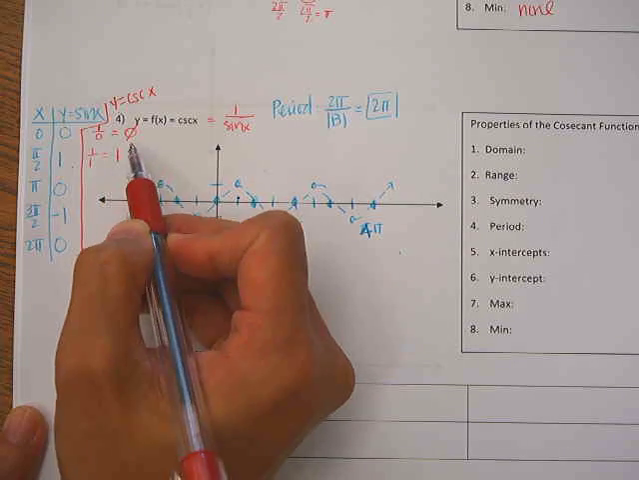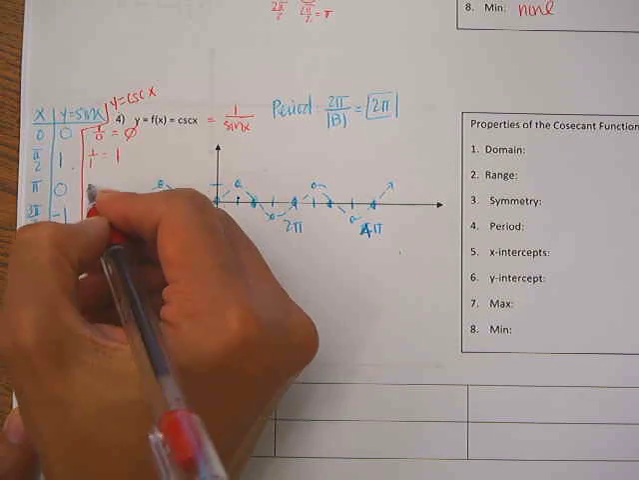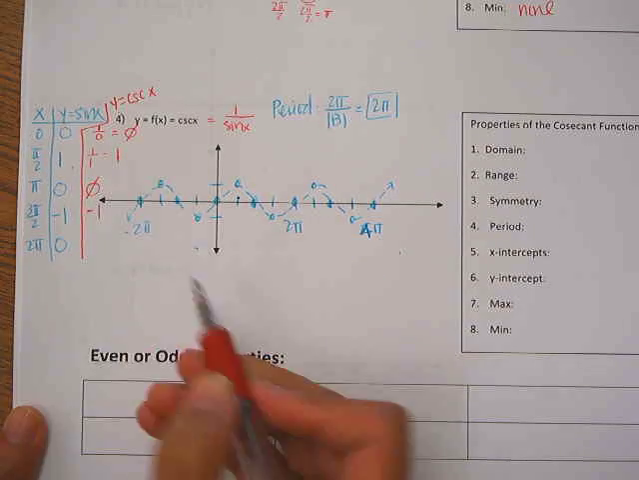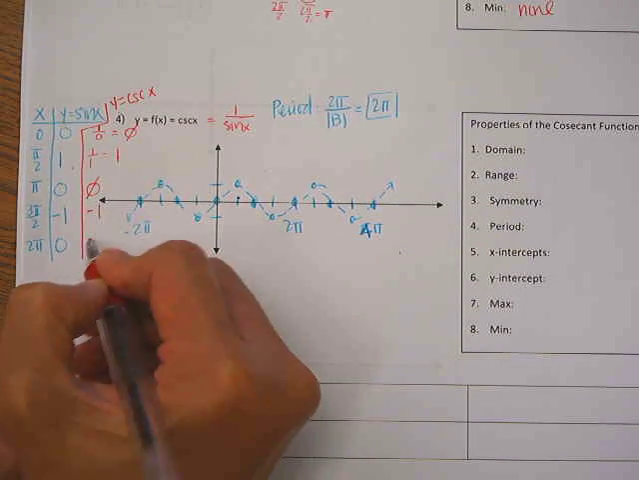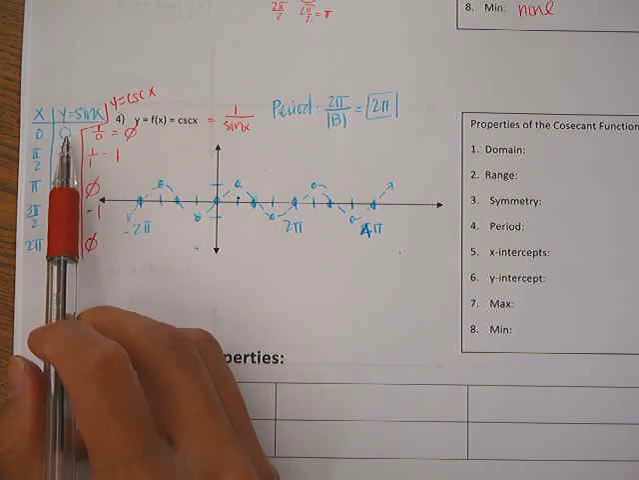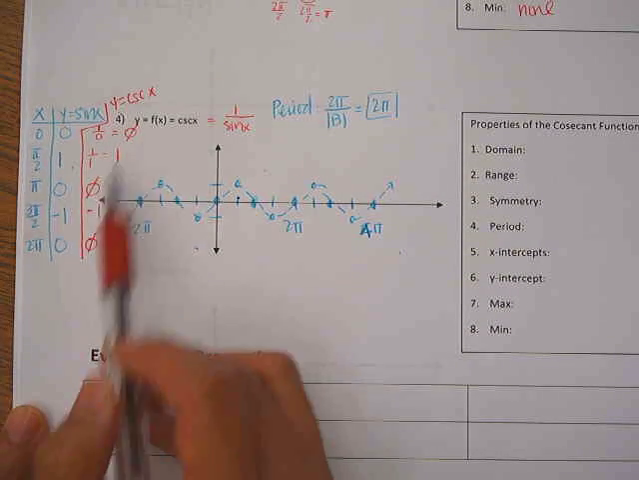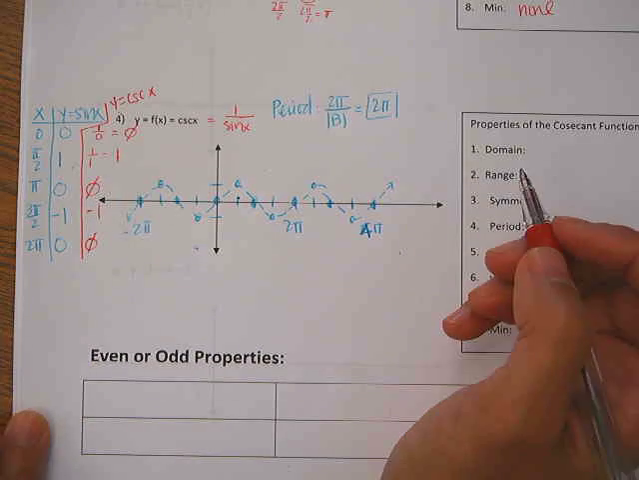And we're just going to repeat this pattern. 1 divided by 0, it's undefined. 1 divided by negative 1 is negative 1. 1 divided by 0 is back at undefined. So all the zeros just turn themselves into the undefined. So that's what we're going to do now.